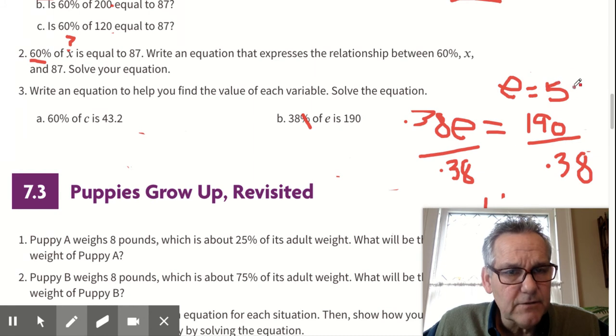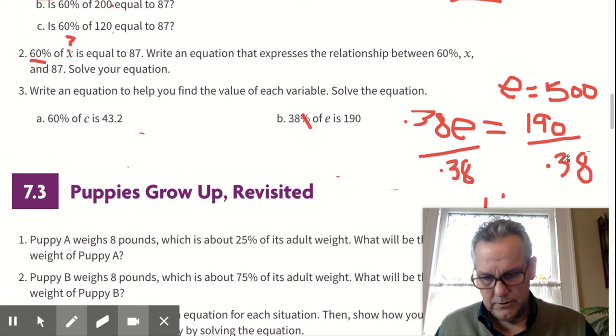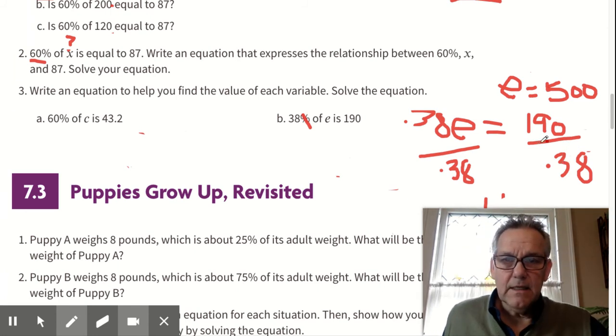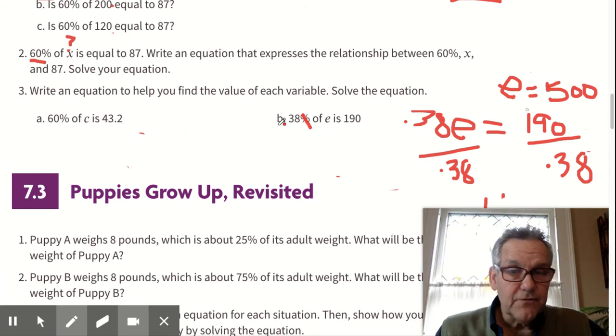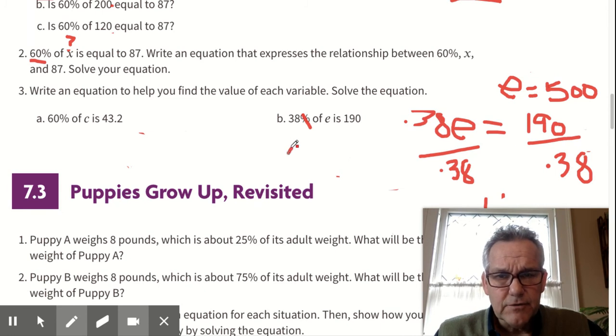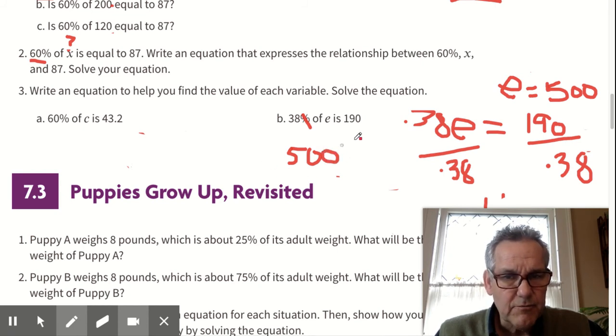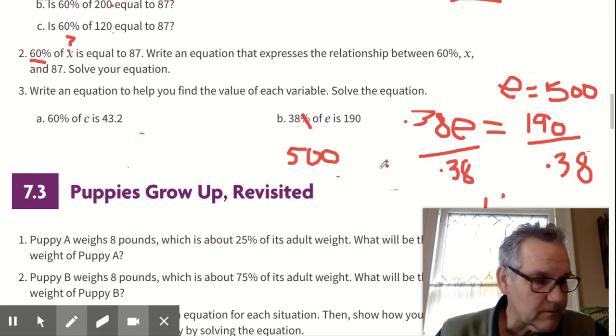Now I want to ask myself at this point whether or not that makes sense. So let's take a look. 38% of some number is 190, and 500 does in fact make sense because if I put here 500 and I said, okay, what's half of 500? Well, half of 500 is 50%, and that's 250. So that would be 750. But this is 38%, so I would expect it to be a bit less than that, right? So that works. It certainly seems like it's the correct answer, and of course it is.